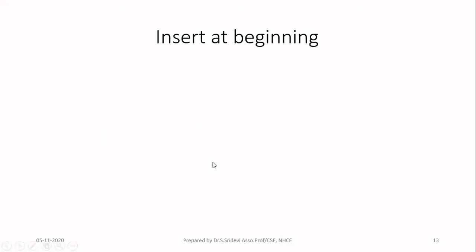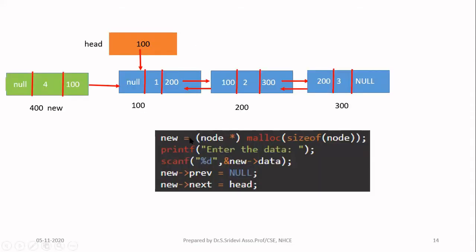Now, let us see the remaining functions. First function is insert at the beginning. In insert at the beginning, this is my linked list which is already existing. I have the linked list with 3 elements, 1, 2, and 3. If you see, the first node and the last node contain null in their previous and the next field respectively. Remaining nodes contain some value in the address field.